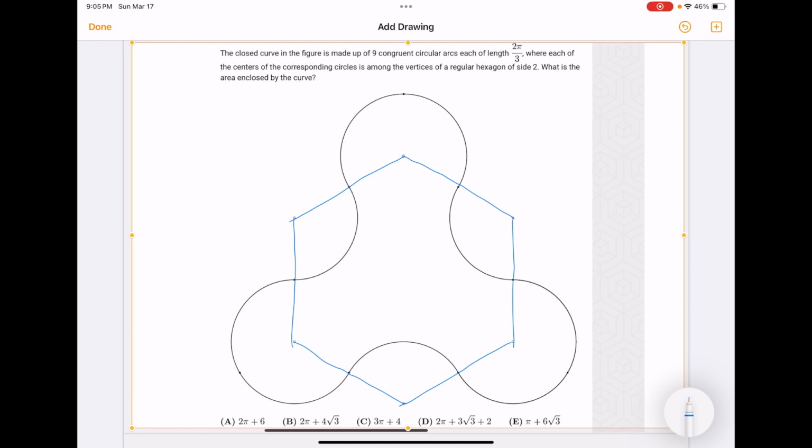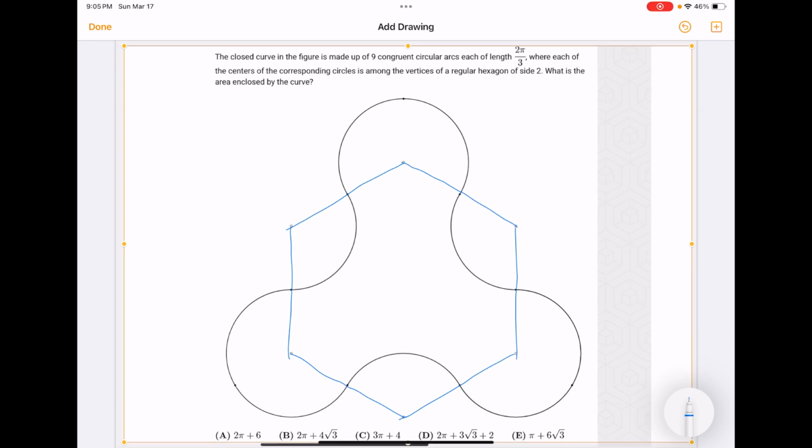Okay, so I connected the vertices of the regular hexagon, so now it looks like this. To start off the problem, we are going to find the area of the hexagon first. The formula for the area of a regular hexagon is 3 times radical 3 over 2 times s squared, where s is the side length. The side length is 2, so the area would be 3 times radical 3 over 2 times 4. Simplifying this, we get 6 times radical 3.